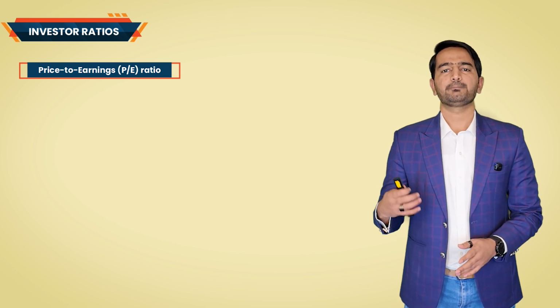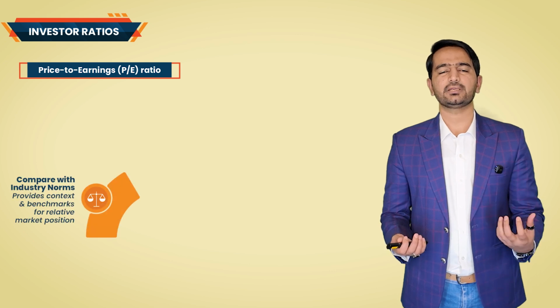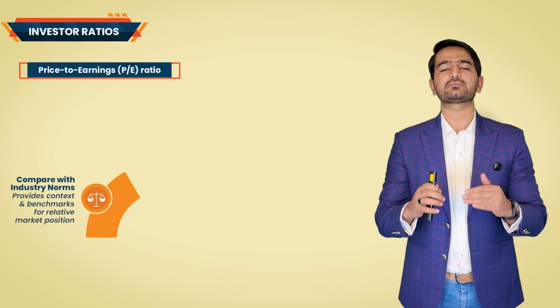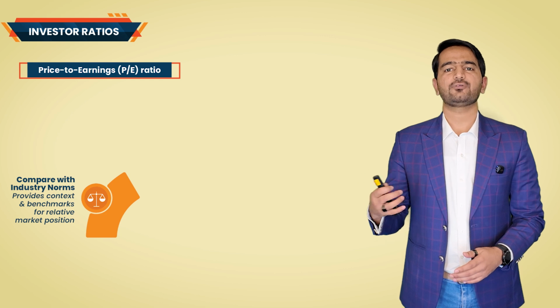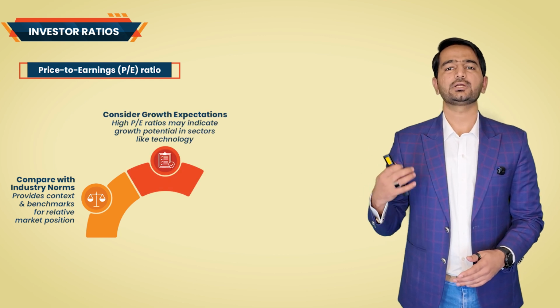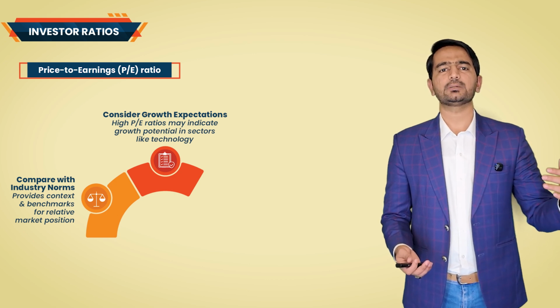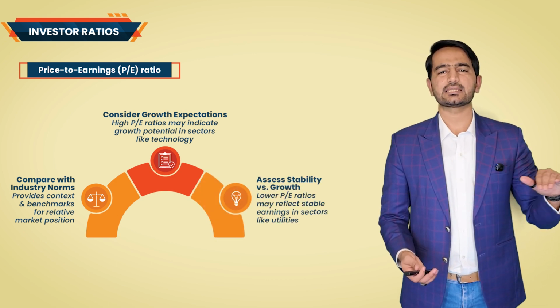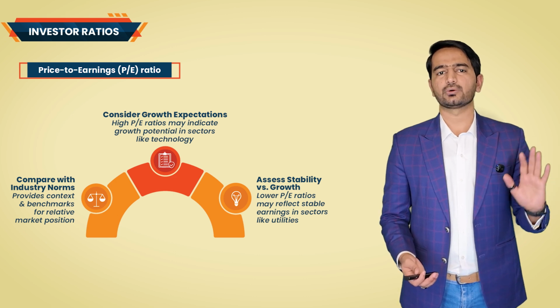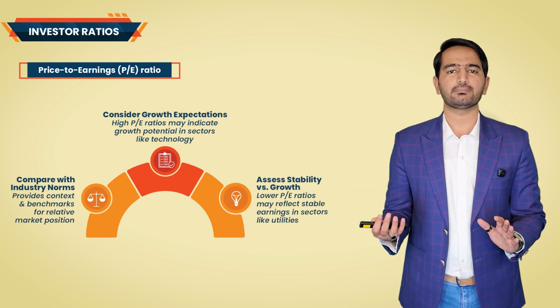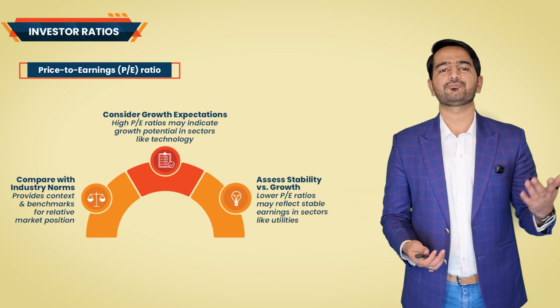For example, comparing a company's P/E ratio with the industry average or direct competitors provides a benchmark and deeper insight into its relative market position. Like a technology stock often has a higher P/E ratio due to high growth expectations, whereas utility companies typically have a lower P/E ratio since their earnings are stable and not rapidly growing. A P/E ratio of 20 may be normal for a tech company, but very high for a manufacturing company.